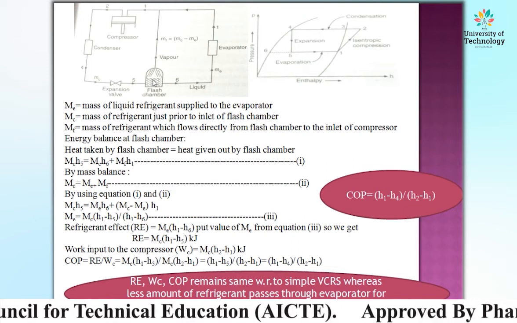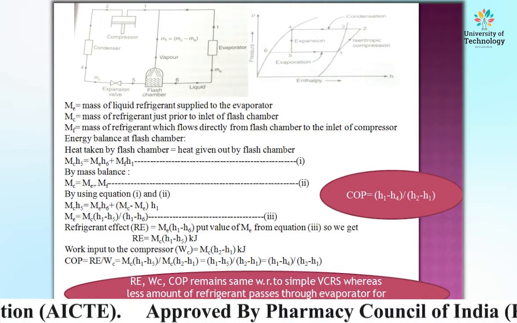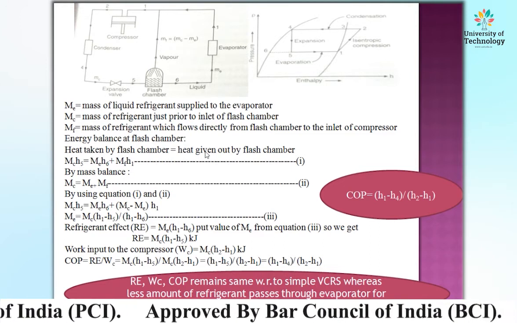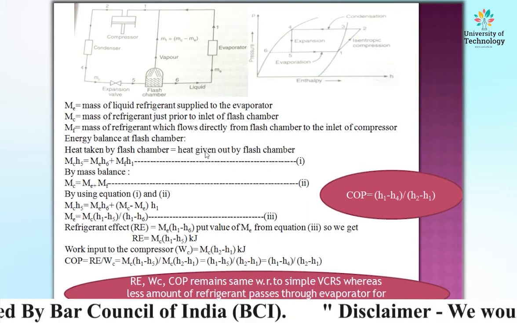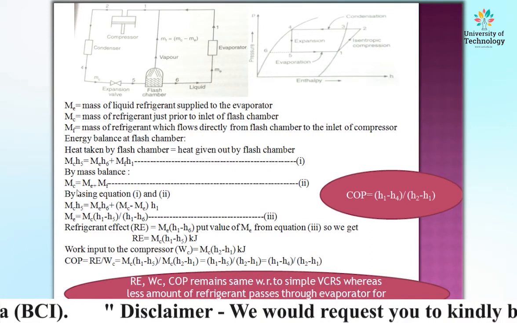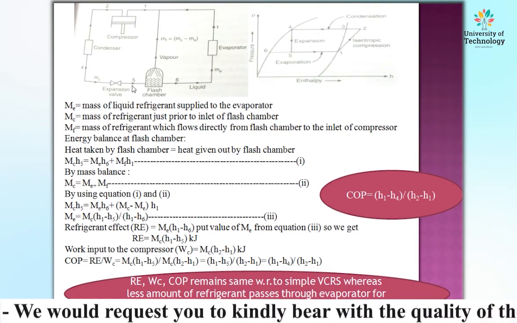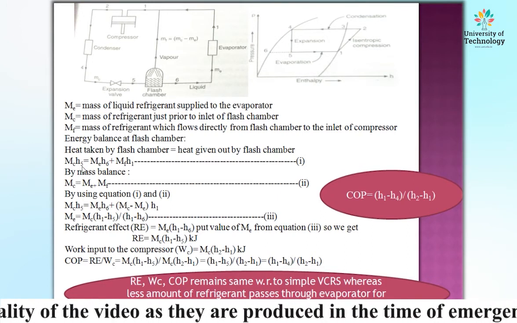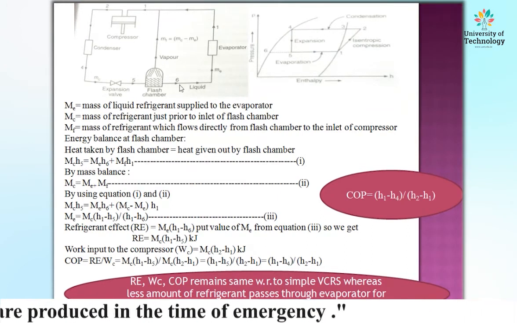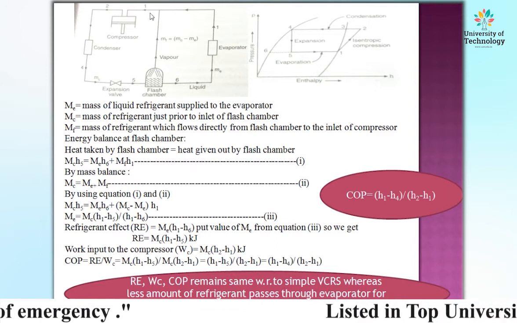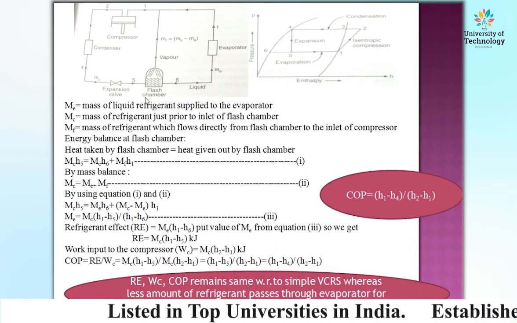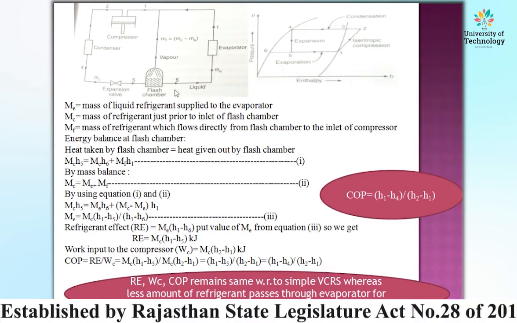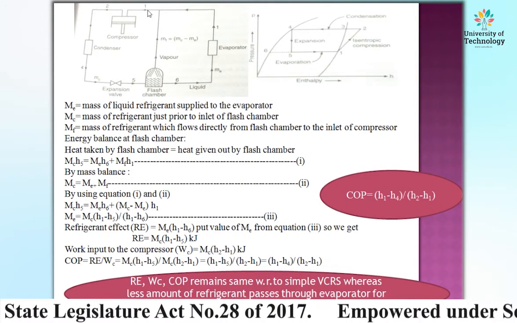So, what is the formula? Heat taken by the flash chamber is equal to heat given out by the flash chamber. This is simply an energy balance. It is a form of energy. So, at inlet, point number 5, the mass of refrigerant is MC. So MC H5 is equal to, at outlet, 6 and 1. This is considered as outlet 1. So MC H5 at inlet, ME H6, is equal to MF into H1. This is simple equation number 1.